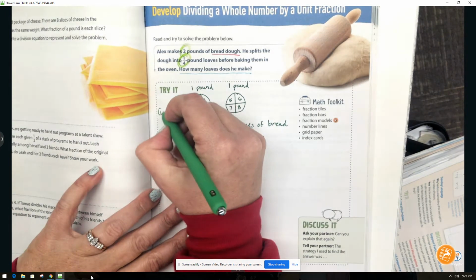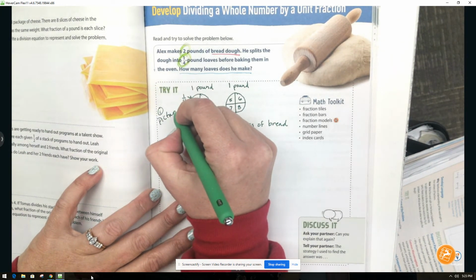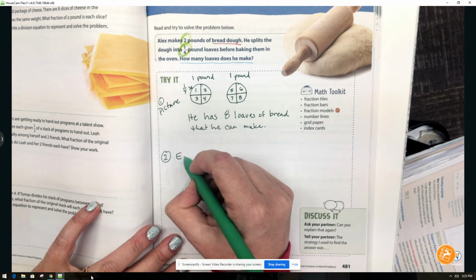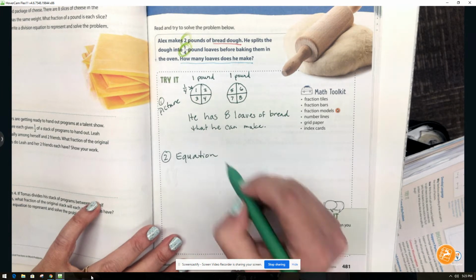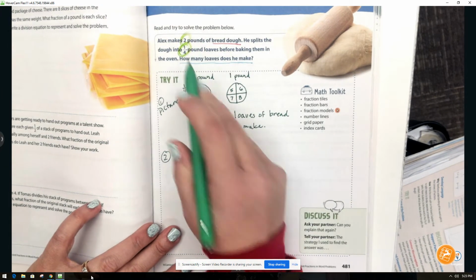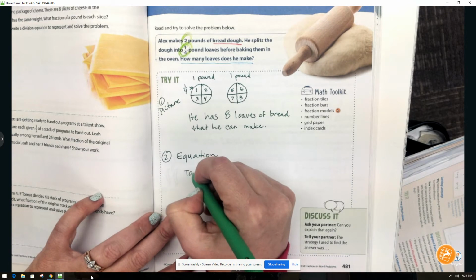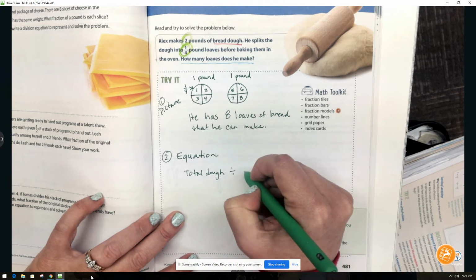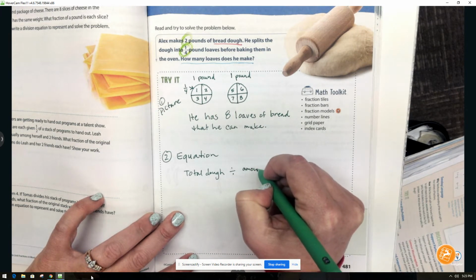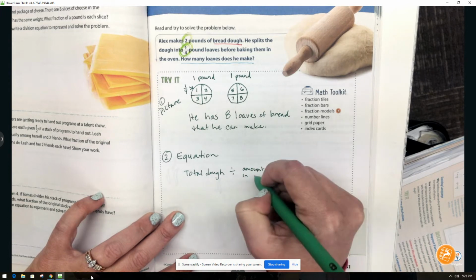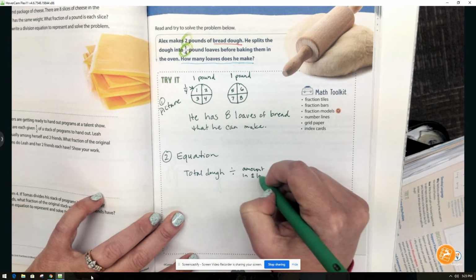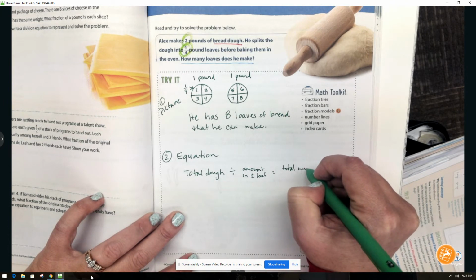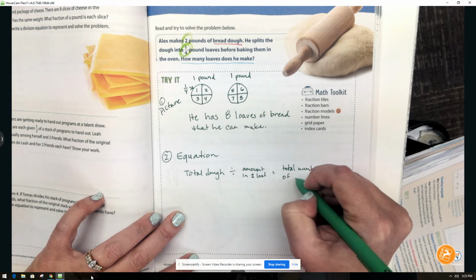So this would be using a picture model to solve. Now, you could also have done this as an equation. We're going to look at the picture and ask, how much total dough do we have? And we're going to divide it by the amount in 1 loaf, and that's going to equal the total number of loaves that we can make.